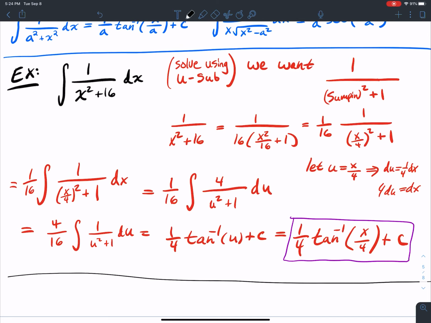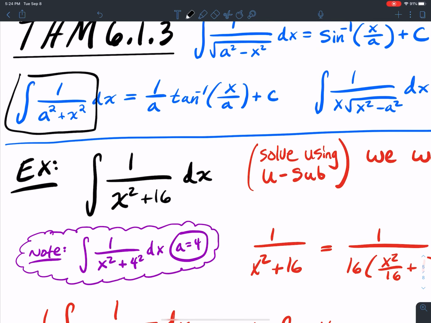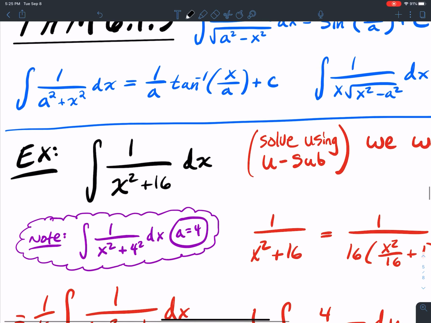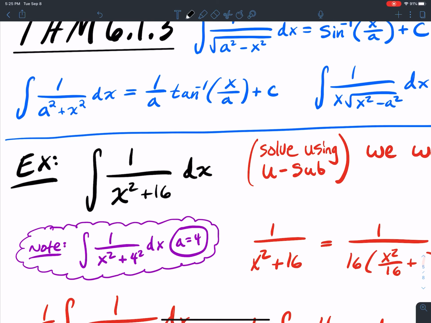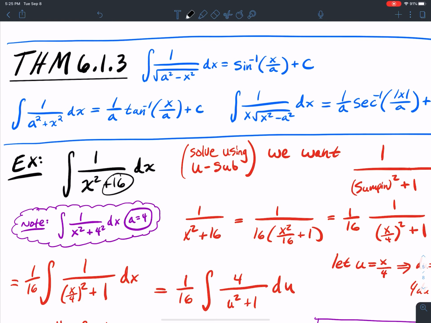Now I will note from the formula that the formula says, 1 over a squared plus x squared dx is 1 over a. And so here, your a is not 4. The a is technically 2 here. No, yeah, it is 4. Okay, sorry about that. So it is 4. So 4 squared gets you the 16. And so then what would you write? You would write 1 over 4 arctangent inverse of x over 4 plus c.